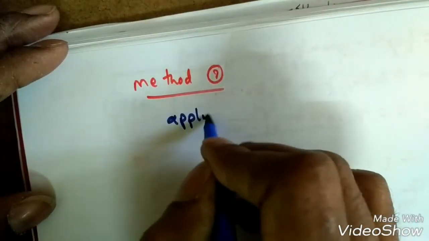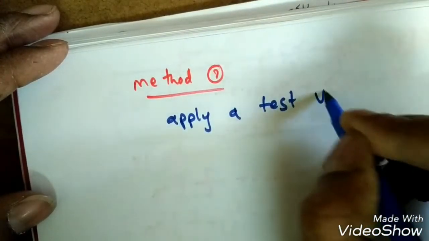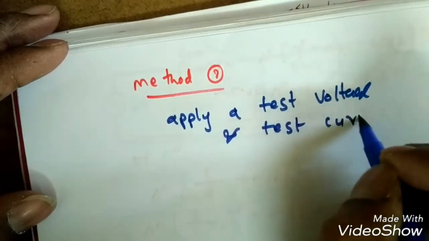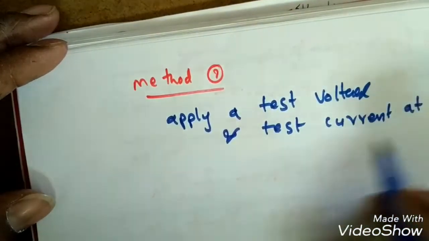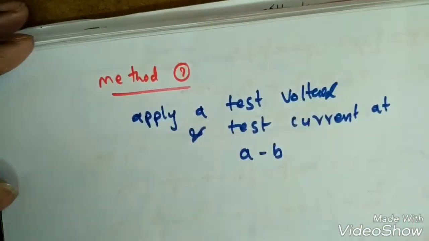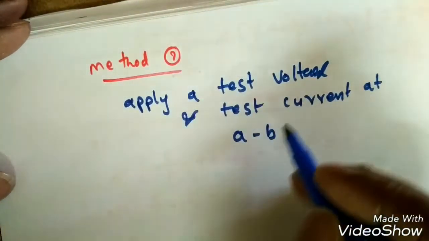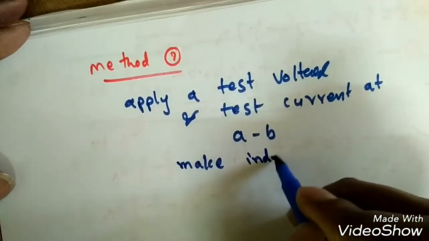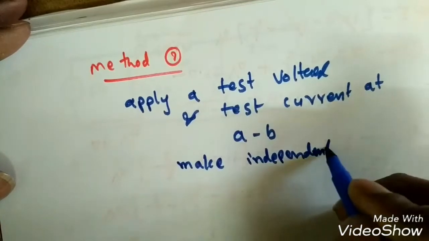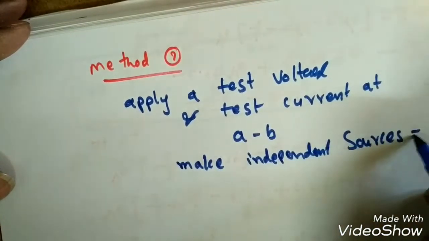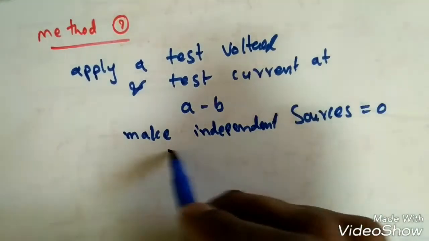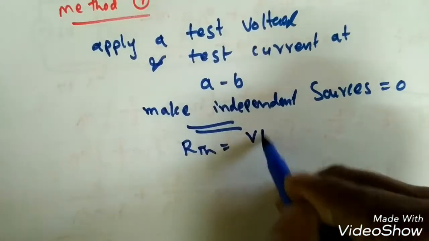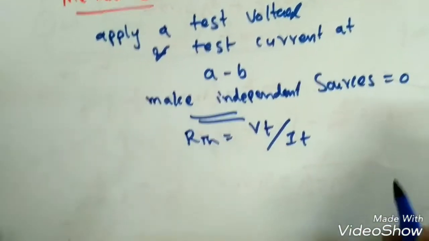Method 2: apply a test voltage and test current at A comma B or A dash B. When we are applying this test voltage and test current, make independent sources 0, right? So if I find RTH, that is test voltage by test current, right?